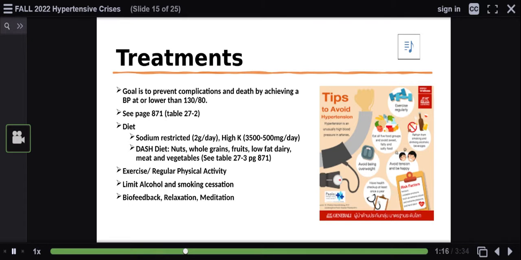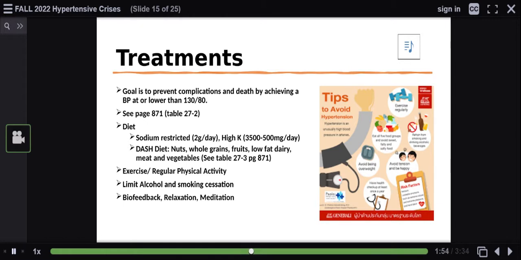All patients who report lifestyle choices that may put them at risk for hypertension should be counseled to adopt lifestyle changes as appropriate. Lifestyle changes, I'm sorry, should include weight loss, dietary modifications, physical activity modifications, decreased alcohol consumption, and smoking cessation. Your book, Hinkle, page 871, table 27-2, shows you the lifestyle modifications to prevent and manage hypertension.